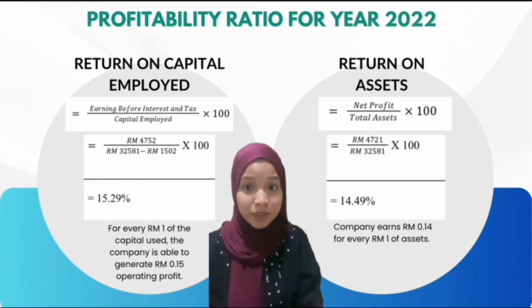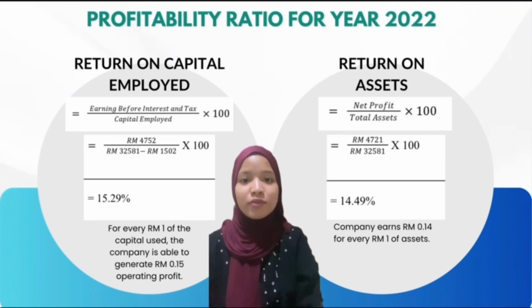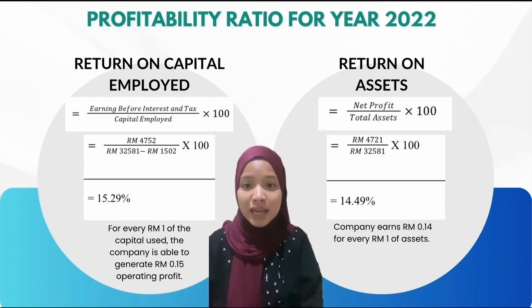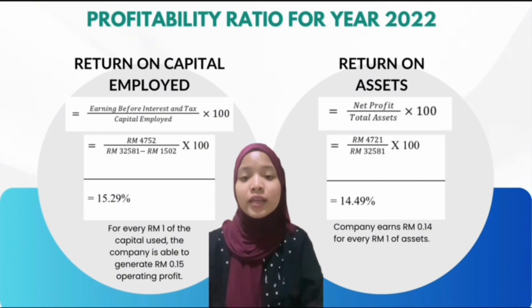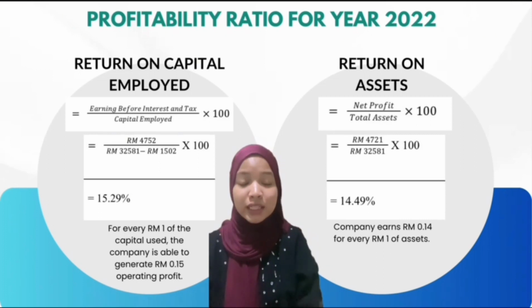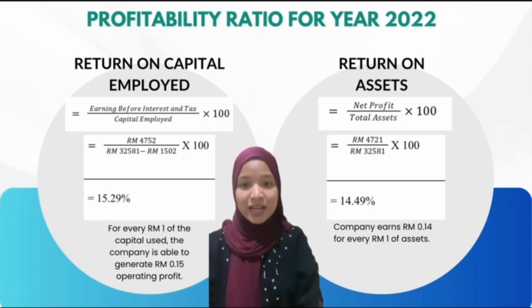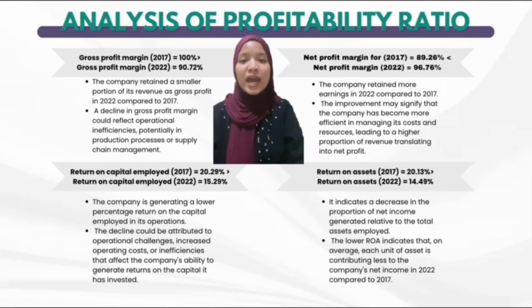For return on capital employed, we get 15.29% following the formula. That means for every 1 ringgit of the capital used, the company is able to generate 50 cents operating profit. Lastly, for the return on assets, we got 14.49%. That means the company earns 40 cents for every 1 ringgit of asset. Now we move to analysis of profitability ratio.